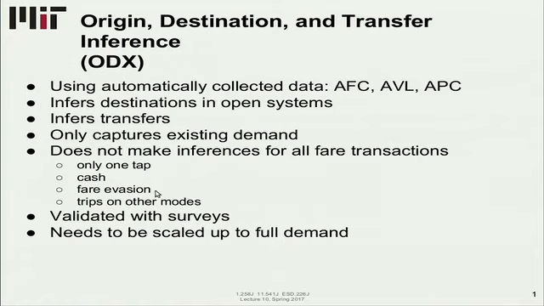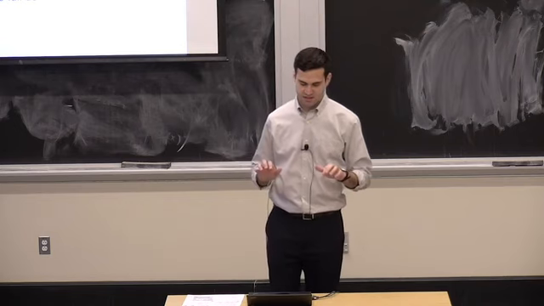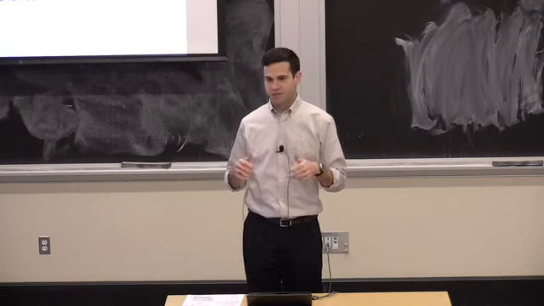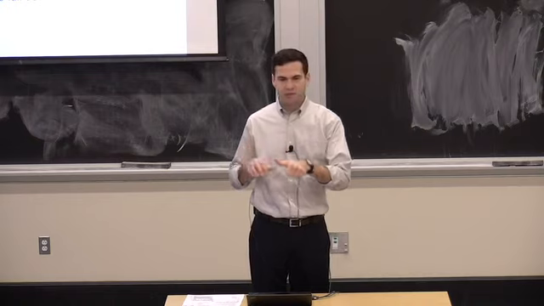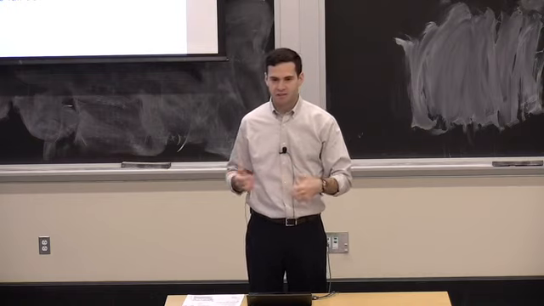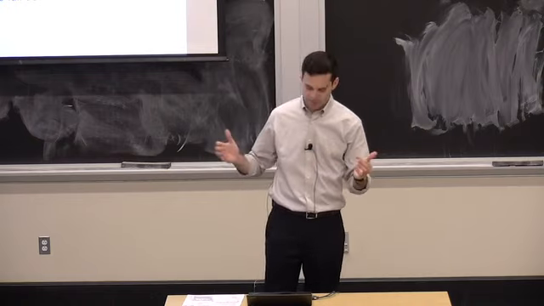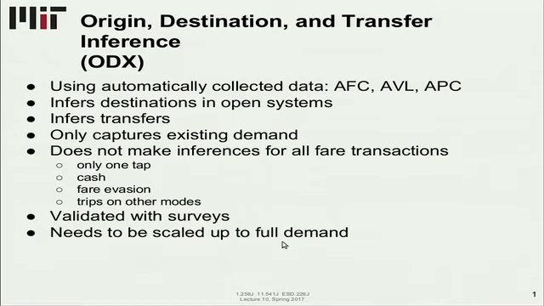There's fare evasion, so some people might jump into a bus and not interact with the fare system. So we can't capture that directly. And then there's trips on other modes. So part of the logic applying to destinations and transfers will essentially assume that the people are mostly traveling with public transportation, and they're not going to take Uber or a long bike ride in between. So we'll look at that more in detail.